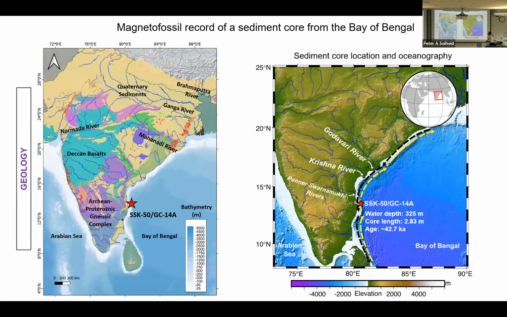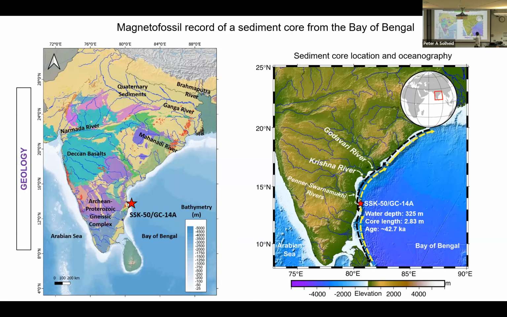So for this, we analyzed a magnetic record of a sediment core that we collected in the Bay of Bengal. The sediment core was collected at a water depth of 325 meters, which is the present day oxygen minimum zone in the Bay of Bengal. The core length is 2.83 meters, and the core spans the last 42 kilo years. The majority of the sediments originate from the Deccan basalts, and locally from the Archean Proterozoic gneissic complex rocks.